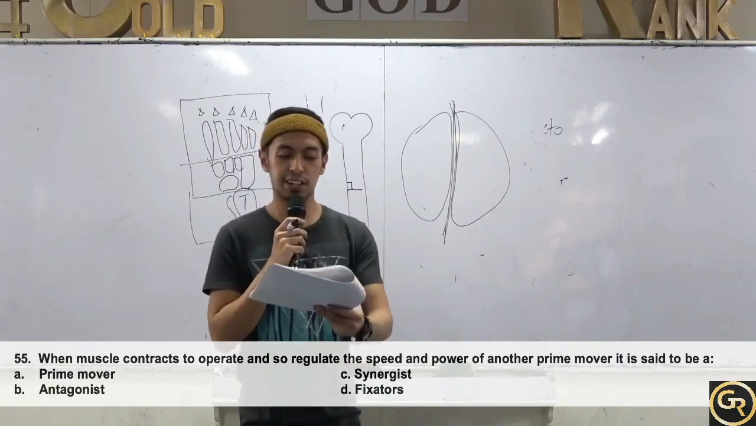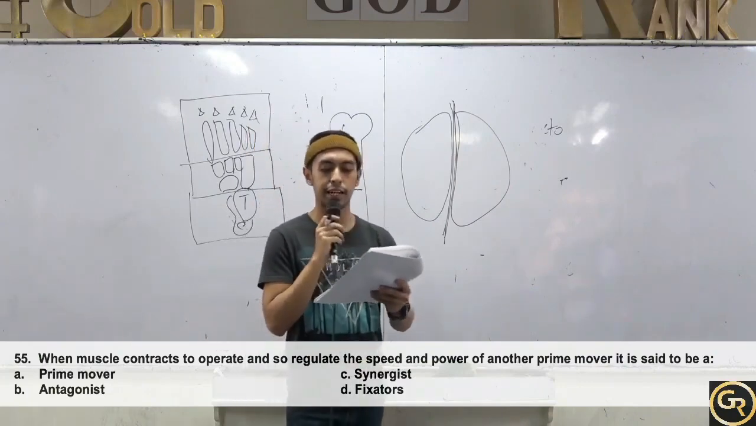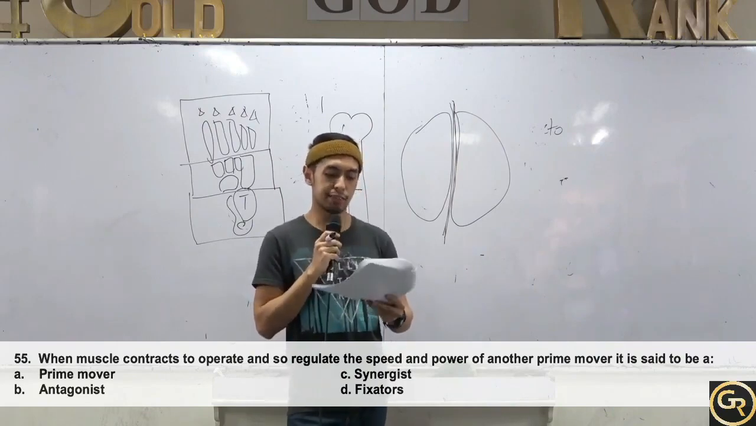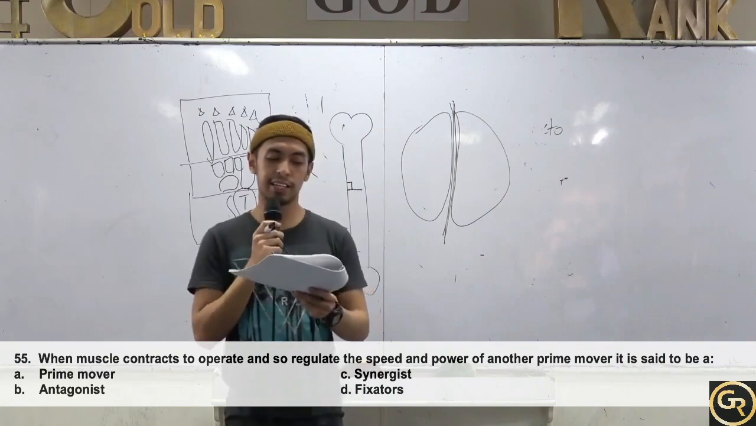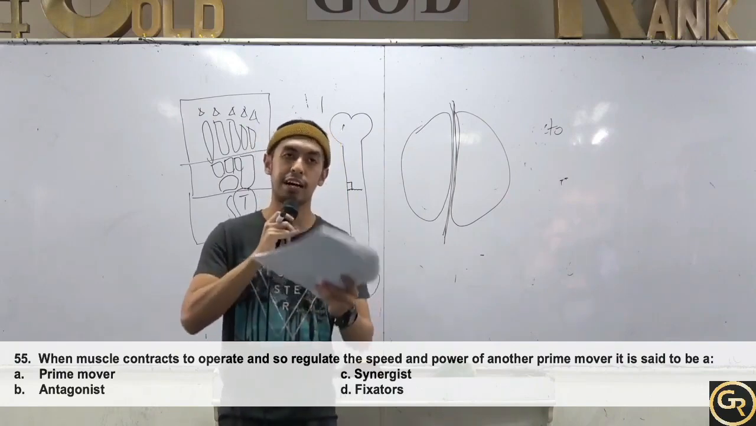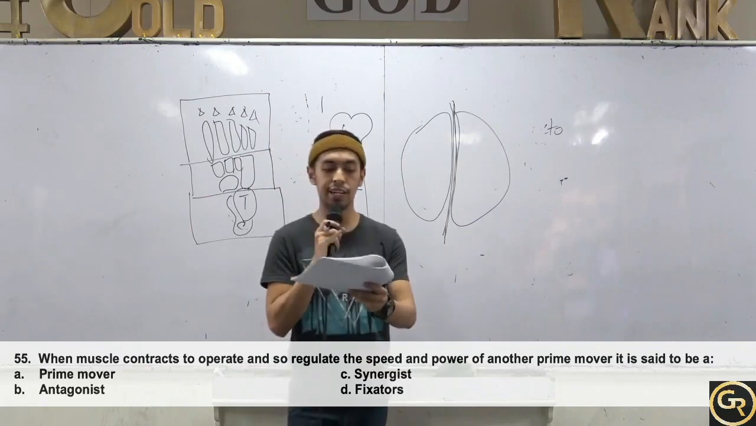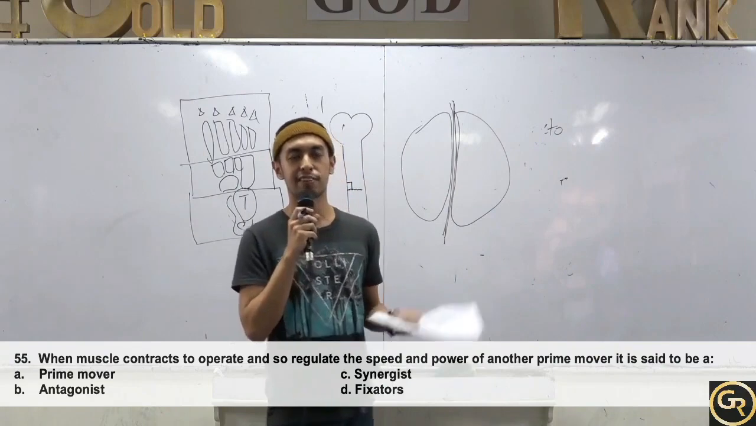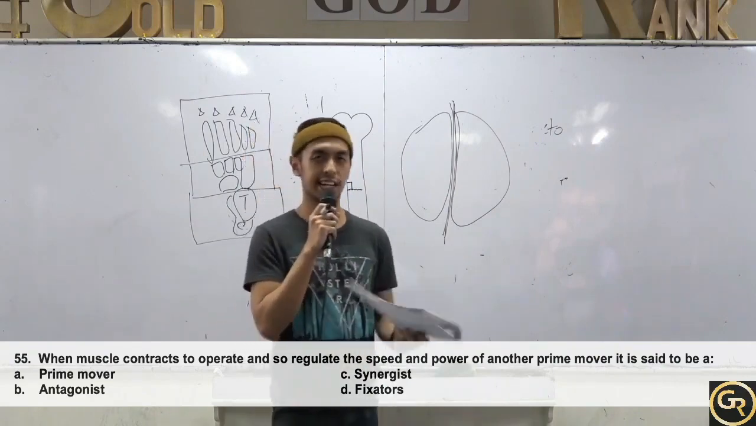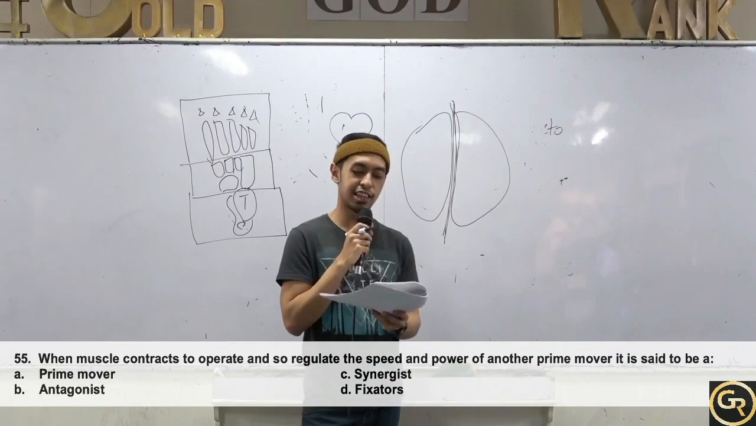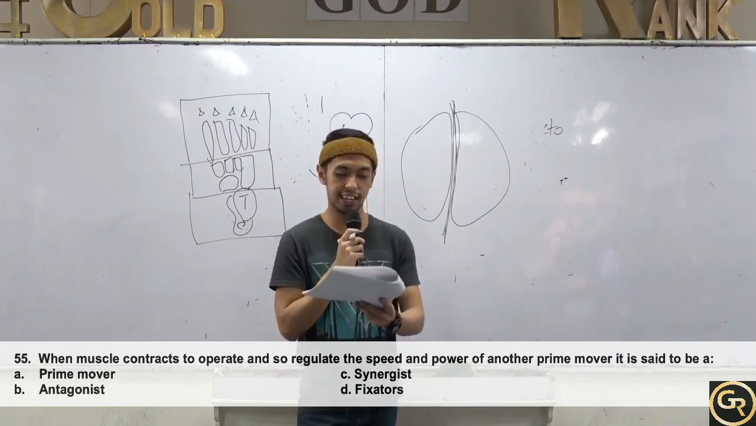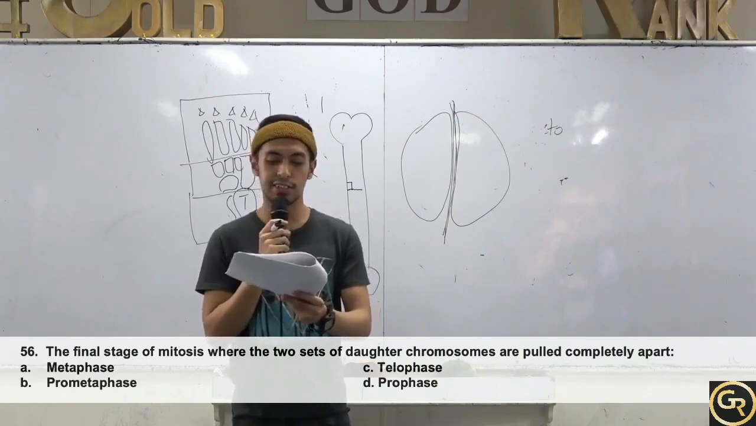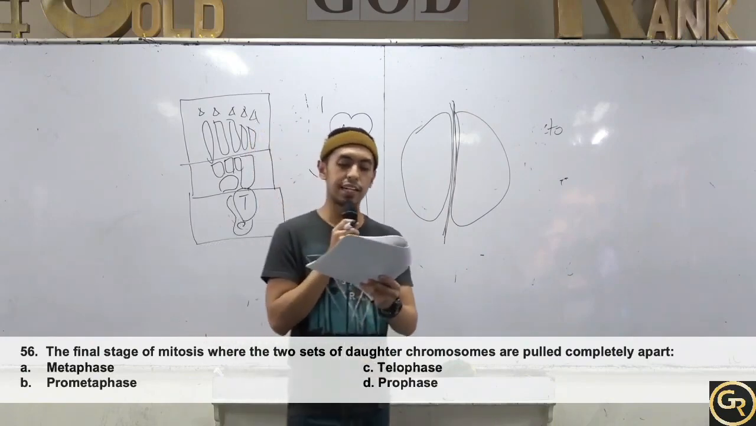55. When a muscle contracts to operate and so regulate the speed and power of another prime mover, it is said to be a blank. Okay? So kung siya po ay nagko-contract together with the prime mover so that the speed and power is regulated, this would be your letter C. Okay? It is still letter C. Your synergist, this is based from the definition of Basmajian. Okay? Ito po ang definition ni Basmajian for your synergist. Okay? Letter C.